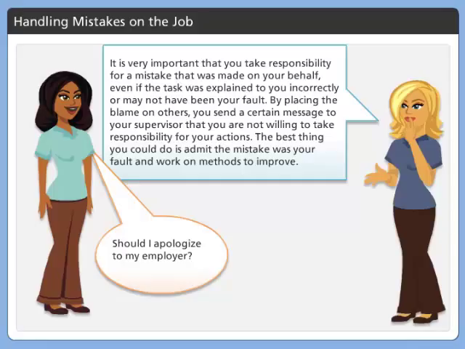It is very important that you take responsibility for a mistake that was made on your behalf, even if the task was explained to you incorrectly or may not have been your fault. By placing the blame on others, you send a certain message to your supervisor that you are not willing to take responsibility for your actions. The best thing you could do is admit the mistake was your fault and work on methods to improve. Should I apologize to my employer?